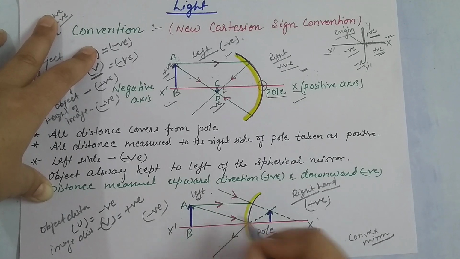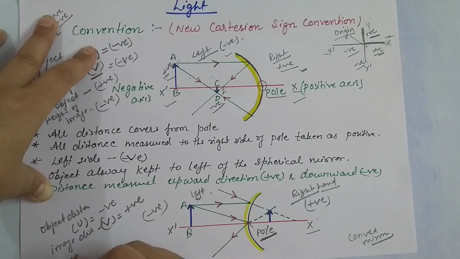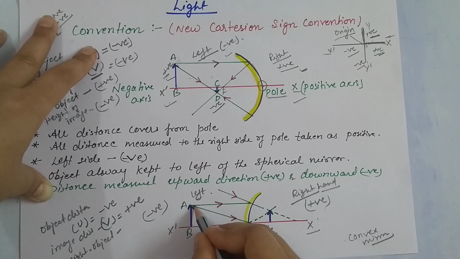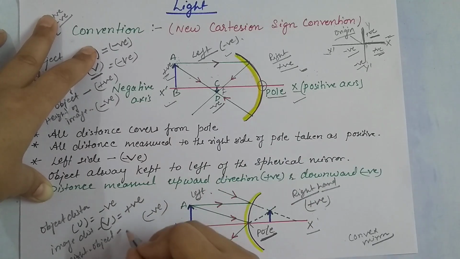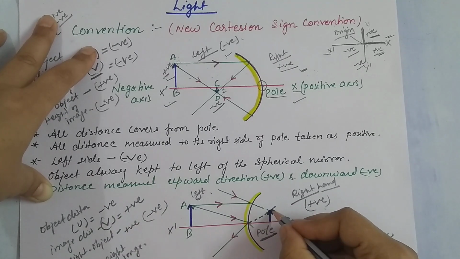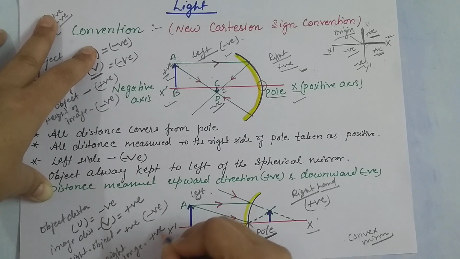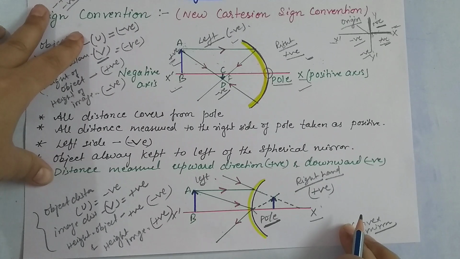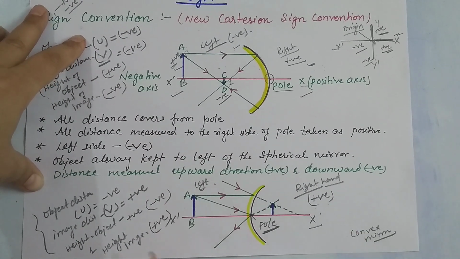Now what happens to the height of the object? The height of the object is upward, so it is considered positive. The height of the image is also upward, so we consider it positive. This is the conclusion of the sign convention for the convex mirror.